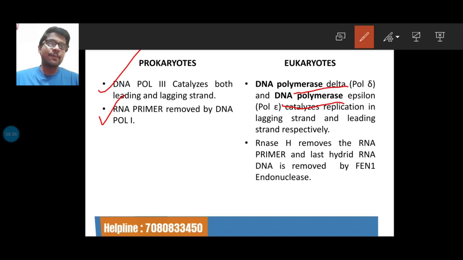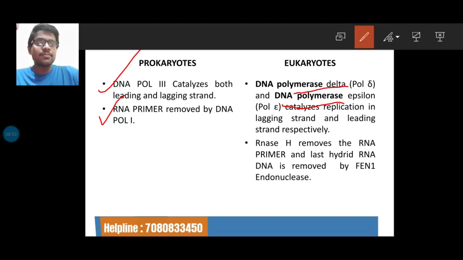So at first DNA polymerase alpha synthesizes the RNA primer, and after that it switches to the other polymerases, that is DNA polymerase delta and DNA polymerase epsilon. This process is known as polymerase switching.